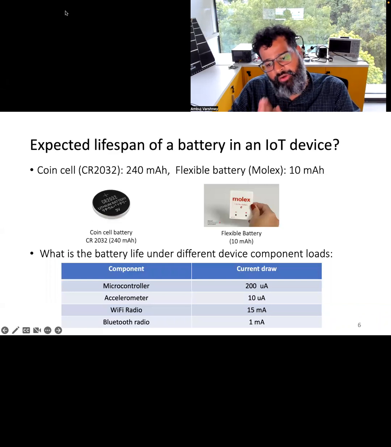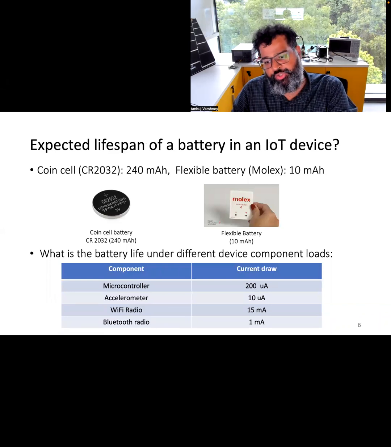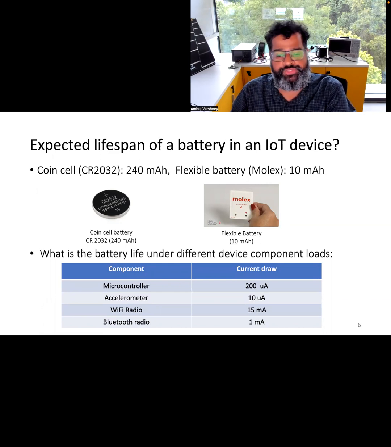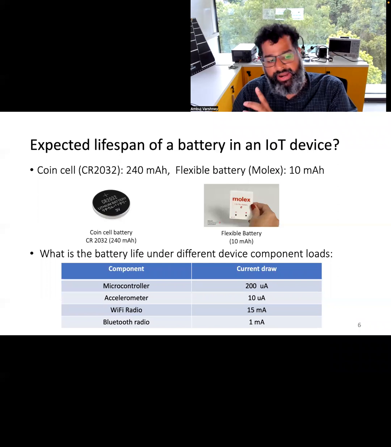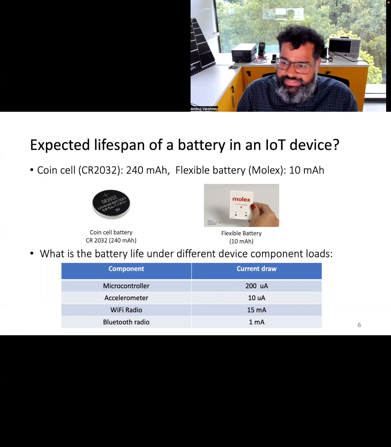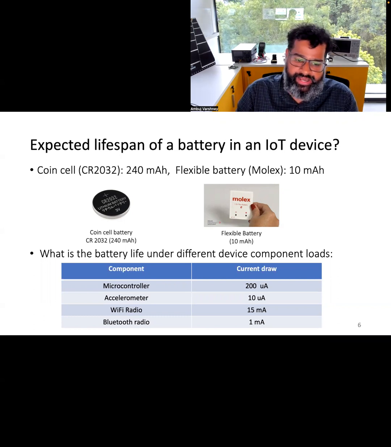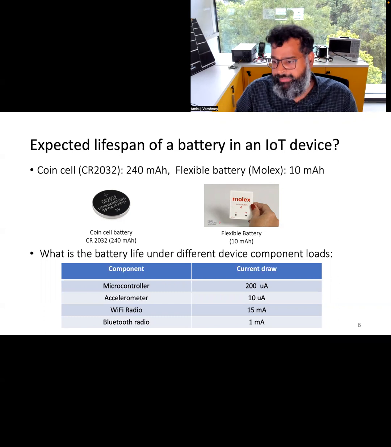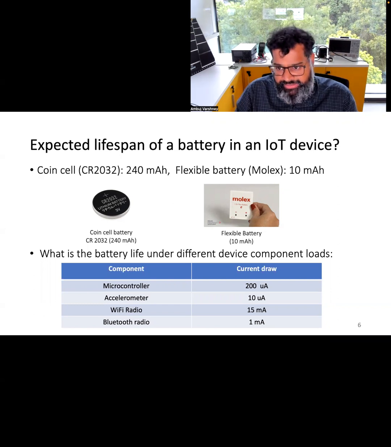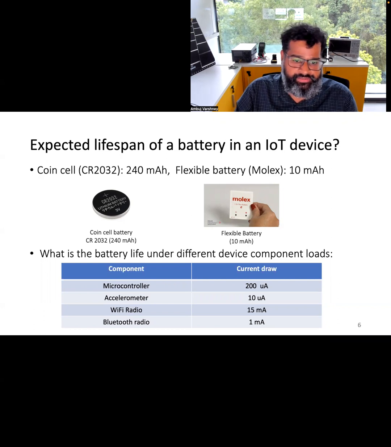For now, in the table on the slide, we show the typical current draw for various components that are typically used in IoT devices. We have things like microcontroller, accelerometer, Wi-Fi, and Bluetooth radio. As you can see, a microcontroller consumes only a few hundred microamperes of current, while an accelerometer consumes a few to tens of microamperes. However, Wi-Fi or Bluetooth radio transmitters consume several orders of magnitude more power. They typically draw a few to tens of milliamperes of current.